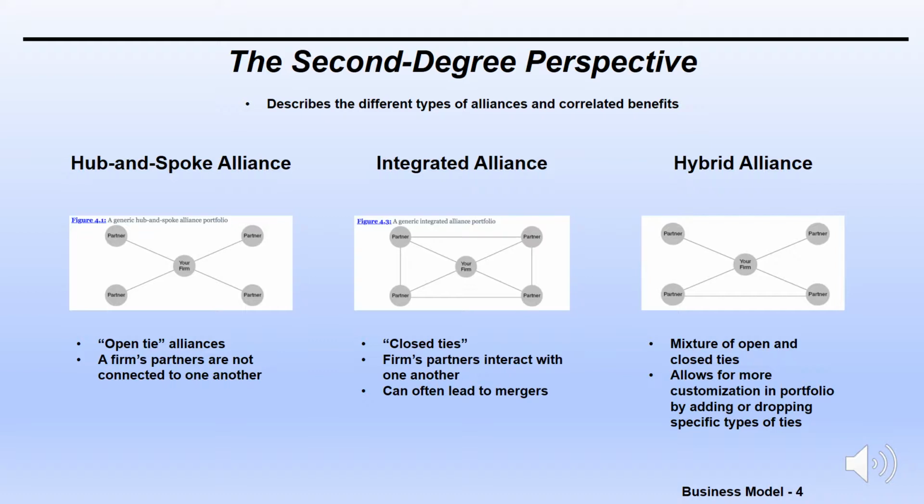Lastly, there is the hybrid alliance, which, as you may be able to expect, is a mixture of the hub and spoke and the integrated alliance. It has closed ties and open ties, so to speak. This is nice because it allows companies to customize the portfolio by adding or dropping different types of ties. This is a very common practice. A lot of big brands such as Samsung, Sony, etc. do use this type of alliance.